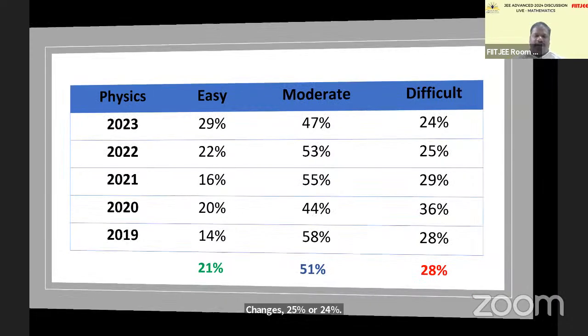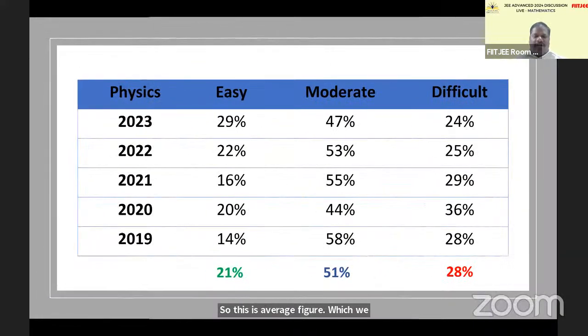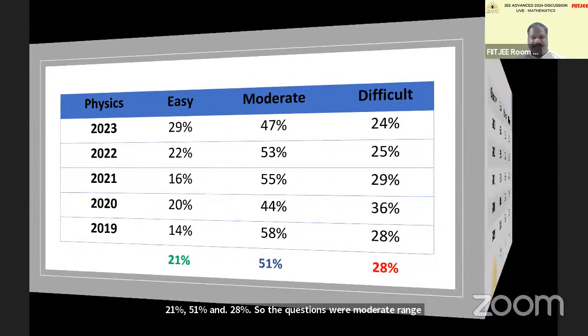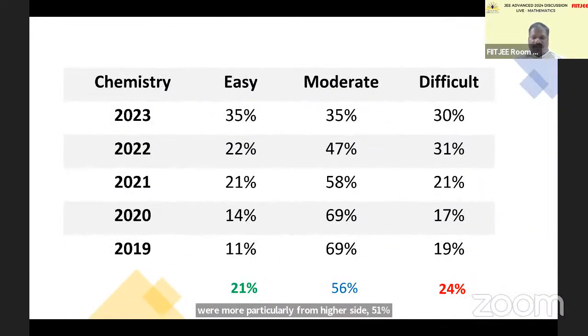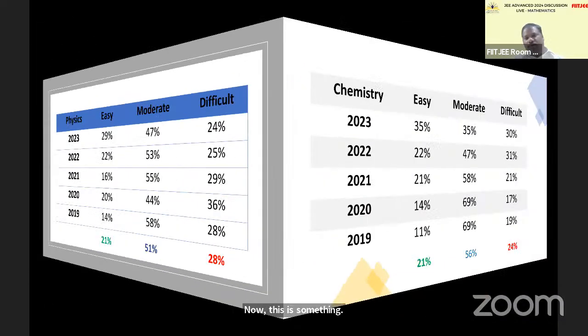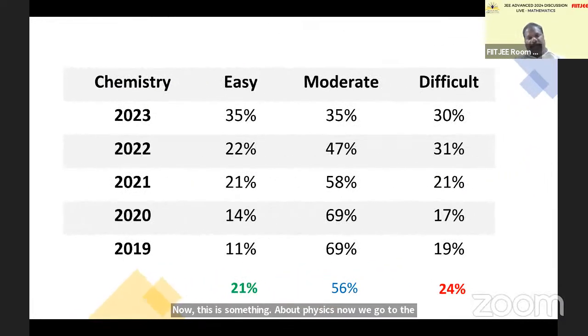So this is the average figure which we have taken for the overall changes and variation of the patterns: 21%, 51%, and 28%. So the questions were of moderate range, more particularly from the higher side, 51%. Now this is something about physics. Now we go to the chemistry.